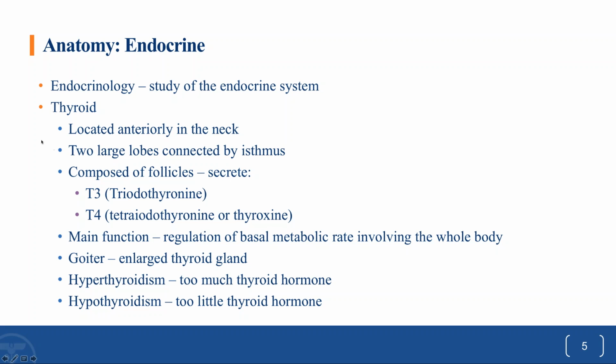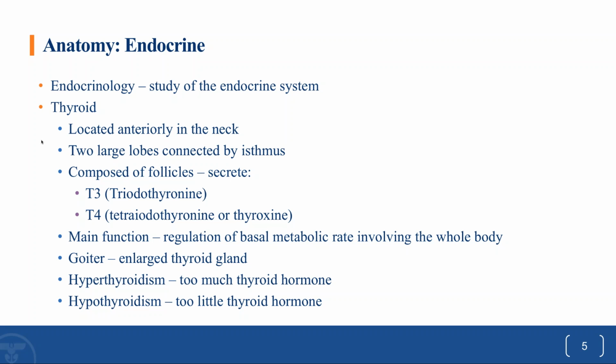Okay, so as far as the anatomy of the endocrine system, there's two large lobes. So when they're talking about the lobes, partial thyroid lobectomy or total thyroid lobectomy, that's what they're removing, part of the lobe or the entire lobe. Main function of the thyroid is to regulate how you process things throughout the body, metabolic rate.